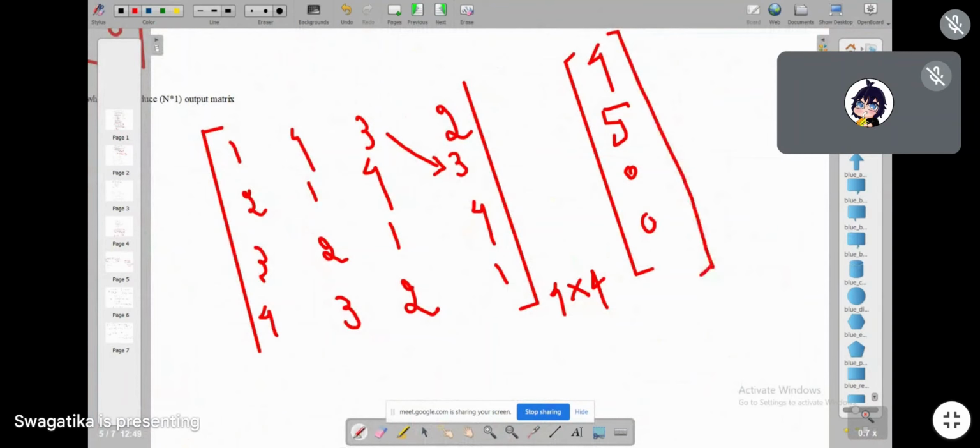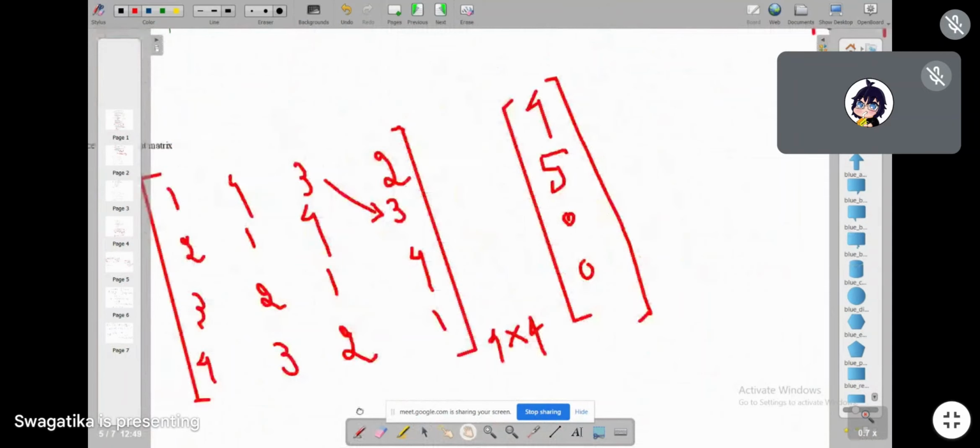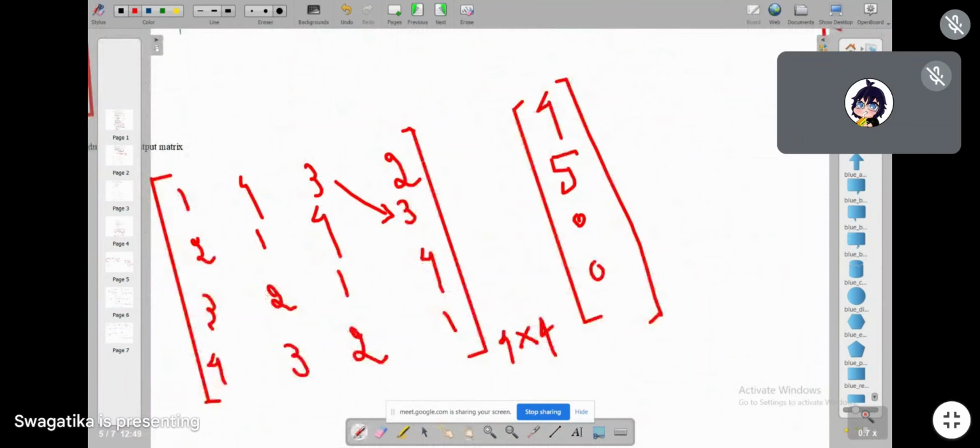Matrix multiplication is row and column, right? So go for your matrix multiplication and just inform the answer. 4 cross 4 with 4 cross 1. So the result will be, what will be the result dimension? Ma'am, 4 cross 1.